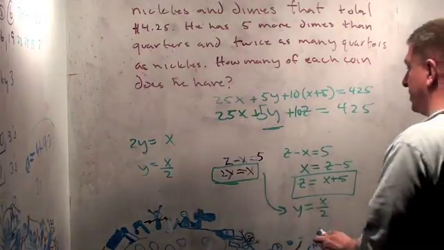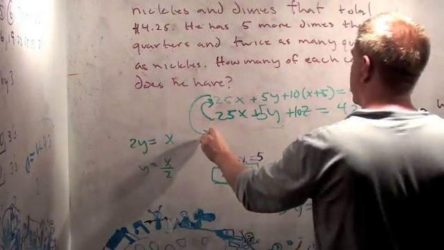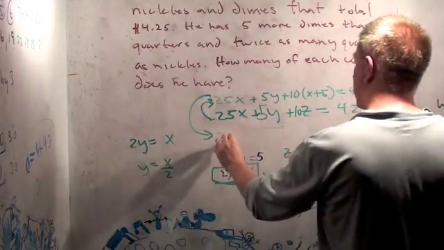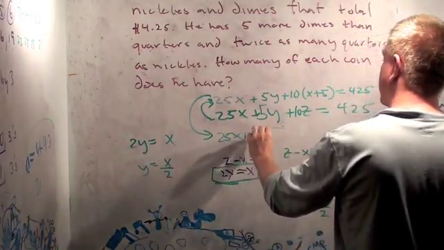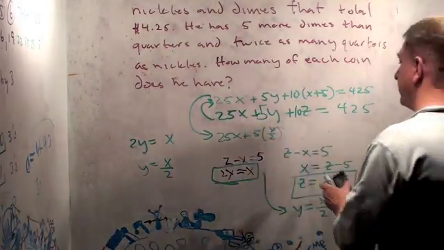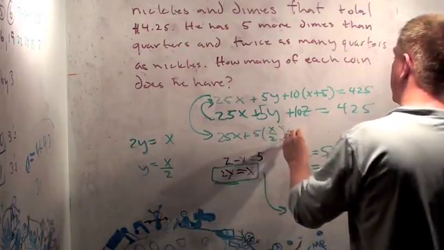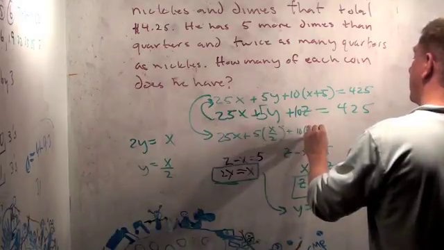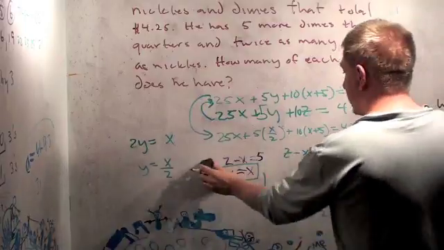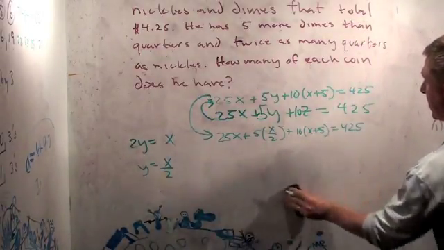So our equation, and I'm sorry, at first I went from here to here, and now I'm going to go from here to here. It's a little sloppy of me. So the 25x stays the same, plus 5 times y divided by 2, because that's 5 times x divided by 2, right? That's what y is. Plus 10 times x plus 5 equals 425. So this is going to be a complicated equation, right? Let's simplify it a little bit more.